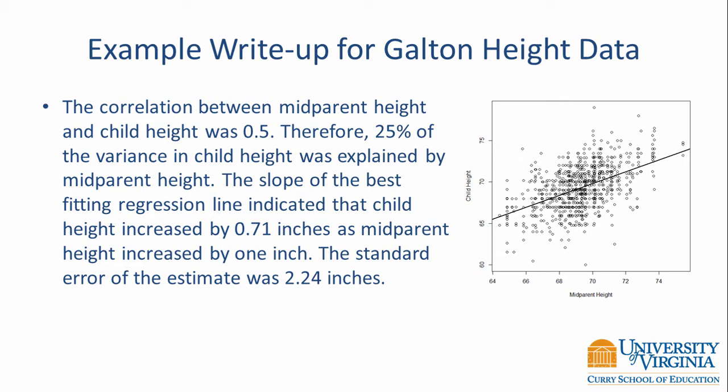Let's go back to Galton's height data and compute the slope and intercept coefficients. The scatter plot shows the best fitting line, which has an intercept of 19.92 and a slope of 0.71. An example write-up for our correlation and regression analysis is shown here.